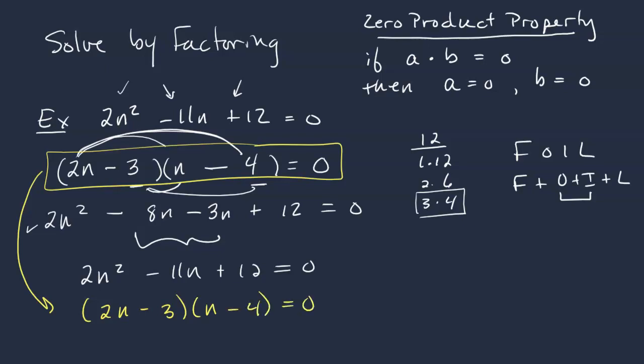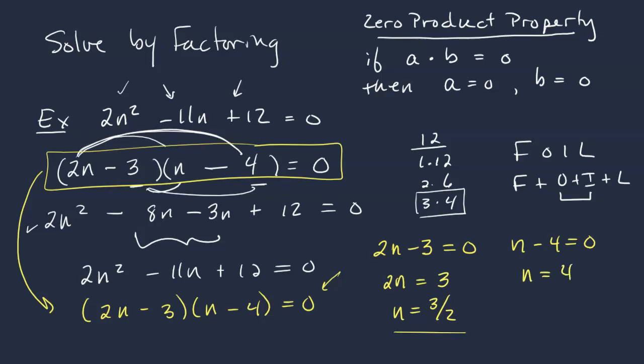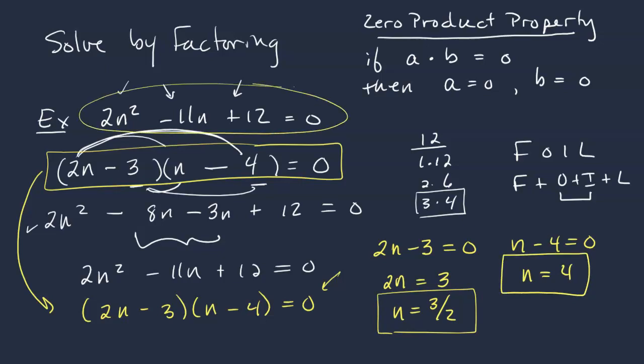And once we see that that is given to us as set equal to 0, then to solve it, the only way that that can happen is if 2n minus 3 equals 0 or n minus 4 equals 0. So we see that 2n equals positive 3 and n equals 3 halves. And n equals positive 4. So these are our two solutions to the quadratic equation, 2n squared minus 11n plus 12 equals 0.